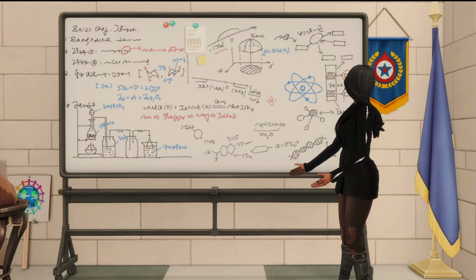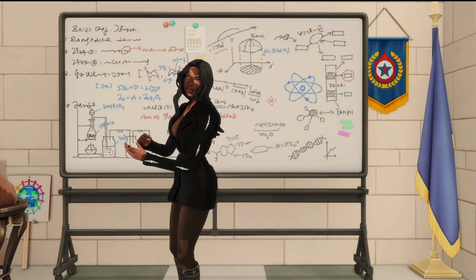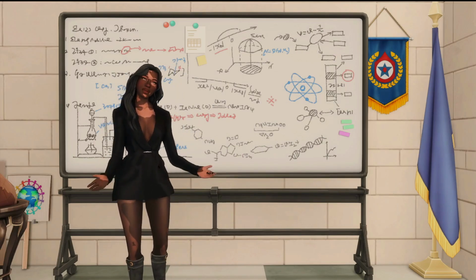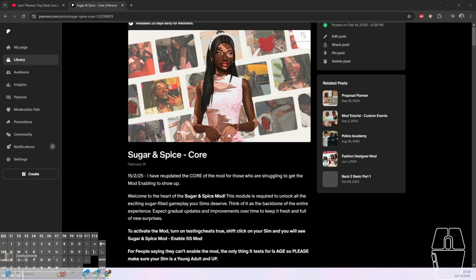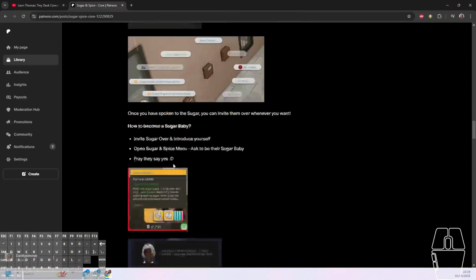I decided to make a little video and I'll be doing this going forward for most, if not all, of my mods. So first step, because it's going to be a quick and easy video, is to go to my Patreon and download the Sugar and Spice mod. You can find it under Sugar and Spice Core, and you guys can see here on my Patreon. If you scroll down, you will see it as a zip file.